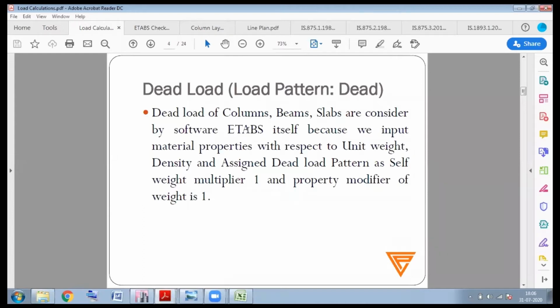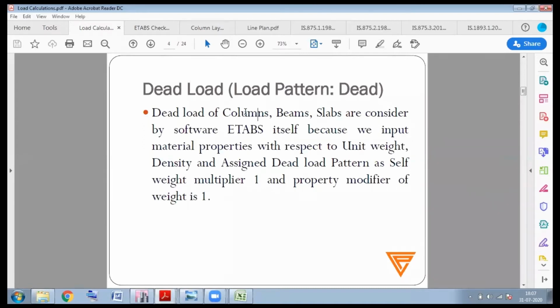Okay, the software will calculate the self weight. We have the formula for calculating the self weight: the unit weight of concrete into the cross sectional area. So the unit weight of the concrete into the cross sectional area of the column, we have calculated the column's self weight. So we don't want to calculate each and every member's self weight here. ETABS will automatically calculate the members' self weight.